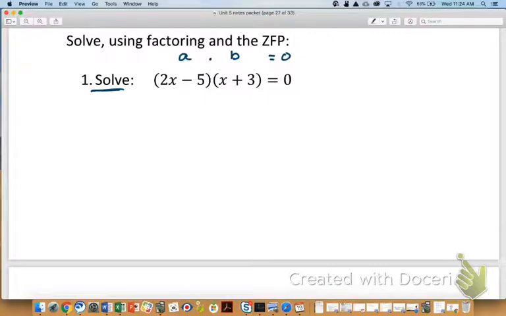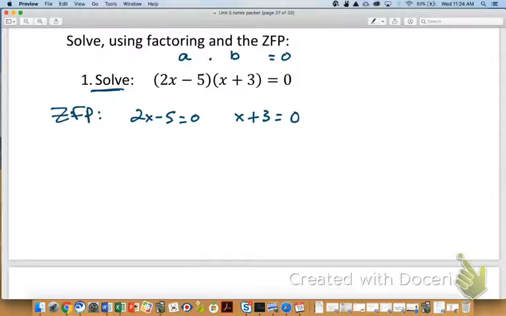I'm going to use the zero factor property. The zero factor property would tell me that I can set each one of those factors equal to 0. Right? Like Mason said, if I've got something times something and it equals 0, then wouldn't one or both of those factors have to equal 0? It's the only logical way, right? Because anything times 0 is 0. So either one or both of them are 0.